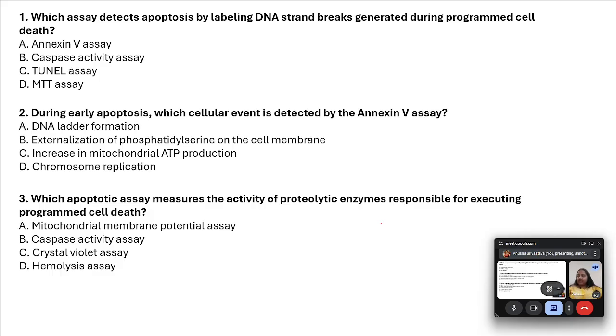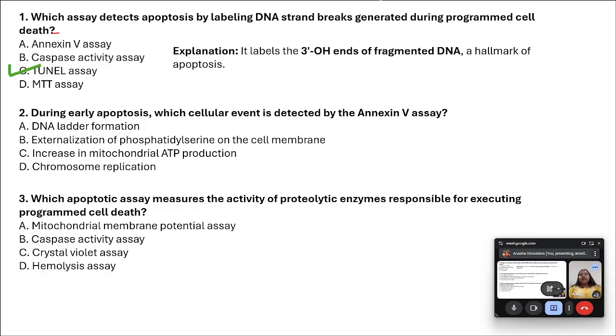Okay, so I think a lot of you have answered. So let's discuss it one by one. Thank you. Really appreciated that you are writing the question answers in the chat box. So the first question reads, which assay detects apoptosis by labeling DNA strand breaks generated during programmed cell death? So yes, the correct answer is TUNEL assay only. Most of you have answered it correctly. Why? Because it labels the 3' OH ends of fragmented DNA, a hallmark of apoptosis.